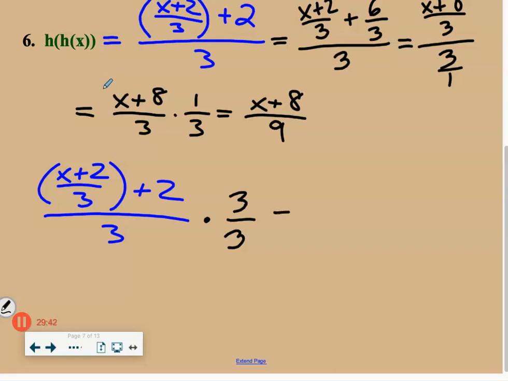Okay. Watch what happens if I multiply the whole top by 3. I'm going to multiply the whole top by 3. What is x plus 2 over 3 times 3 equal to? X plus 2. What's 2 times 3 equal to? Now let's do the bottom. What's 3 times 3?